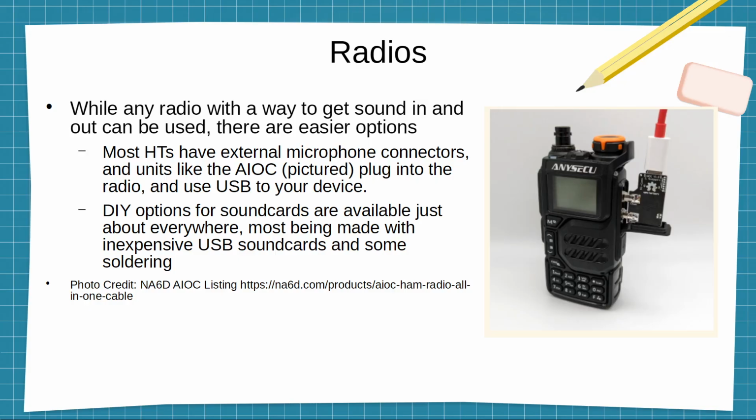Now, I did mention that you can run packet on any radio. Any radio you can get sound in and out of. This is very true. However, there's some easier options out there. A lot of HTs, like the one shown here, have a Kenwood-style connector. You can purchase inexpensive cards like this. This is called the AIOC, the all-in-one chip or all-in-one card, I believe it is. That plugs right into the side of the radio, and then the white and red cable plugged into the top is just a USB-C. So that acts as your sound card, and you can interface into your radio.